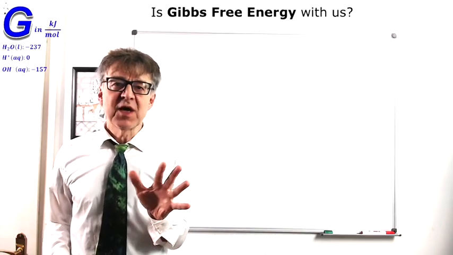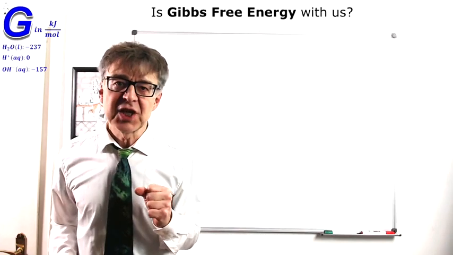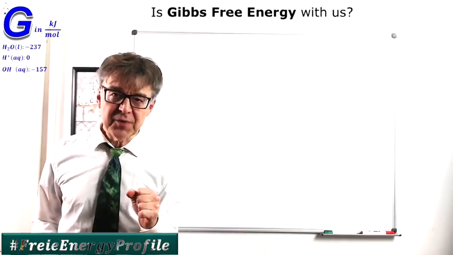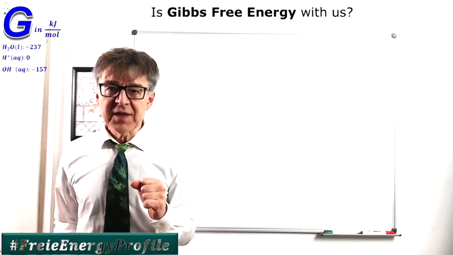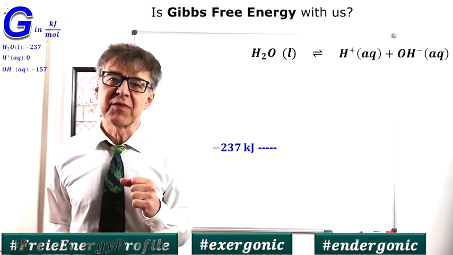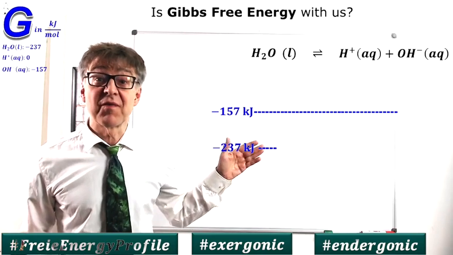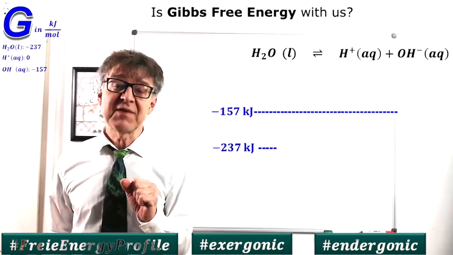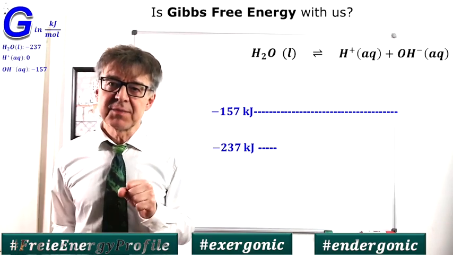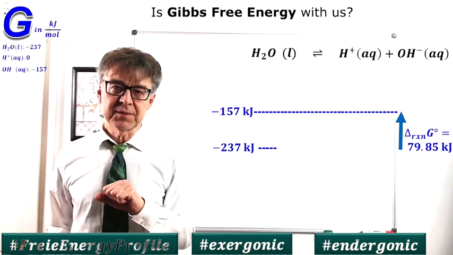We will now discuss one of the most important thermodynamic plots, namely the change in Gibbs free energy during a reaction. How does instability change during a reaction? We start with the chemical potential of the reactant at negative 237 kilojoules and end up at the chemical potential of the products, negative 157 kilojoules. So there is a clear upward trend in instability. Thus, the reaction going to completion is excluded.